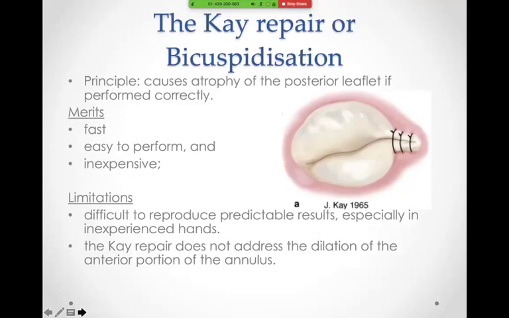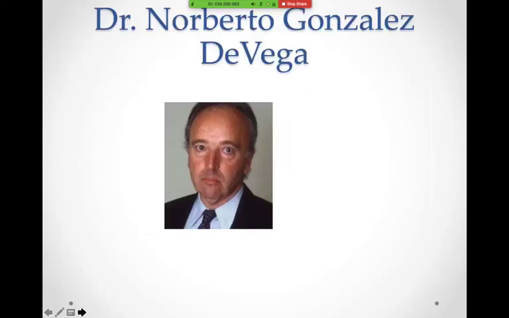Like any procedure, you have merits and demerits. So the principle is, when you plicate the leaflet, it causes atrophy, and then the annulus becomes smaller in size. The advantage is it's a fast procedure, especially when you are worried about cardiopulmonary bypass time and the cross clamp time. It's easy to perform and it's also inexpensive because it needs only a suture and a pledget. The only limitation here is that it is difficult to produce predictable results, especially when it's a young surgeon or one who doesn't have much experience, and we are not actually addressing the dilatation of the anterior portion of the annulus, which is equally important. Next slide, please.